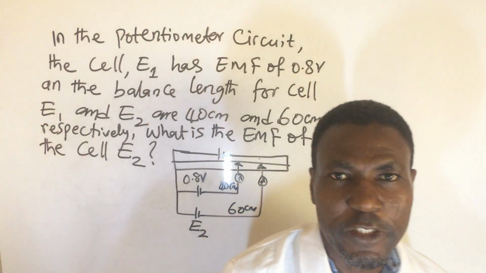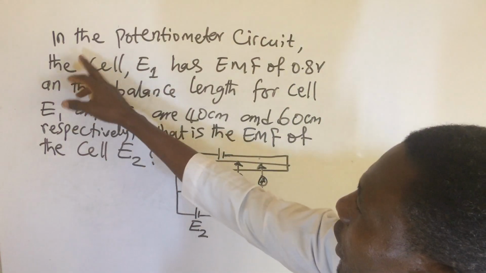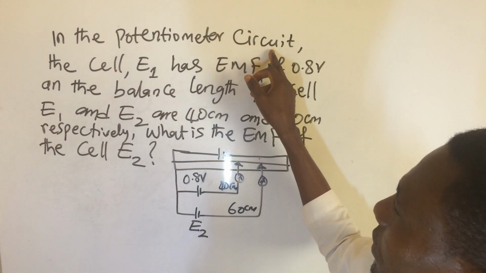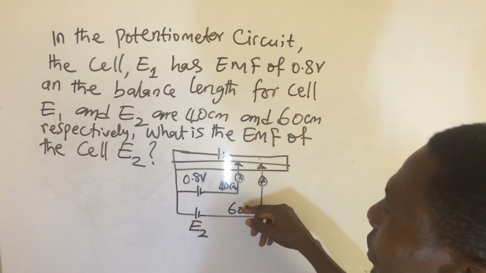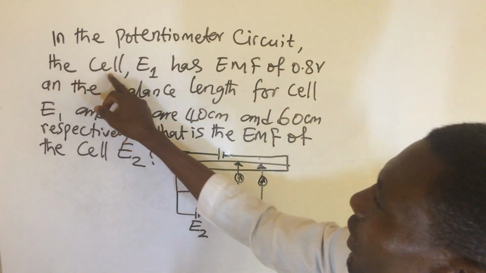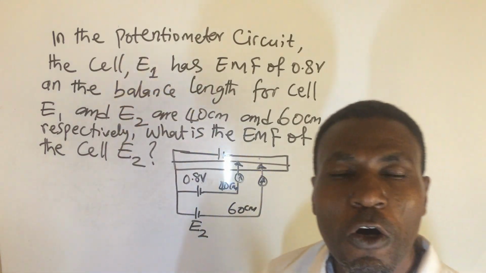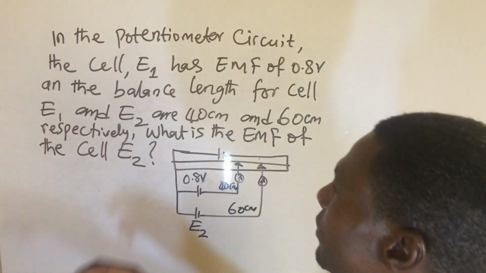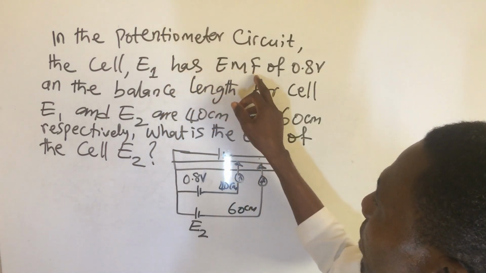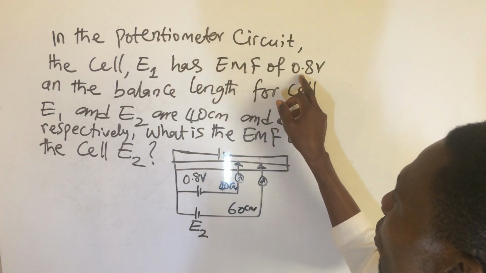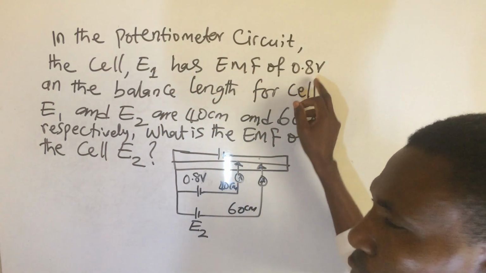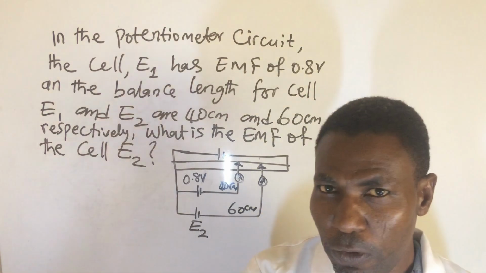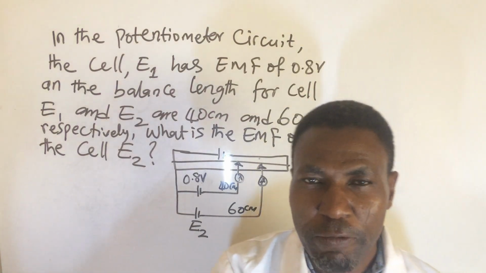The question says, in the potentiometer circuit, this is the potentiometer circuit, the cell E1, which we can call battery 1, has EMF of 0.8 volts. EMF of a battery, I've treated this topic before, called EMF of a battery.